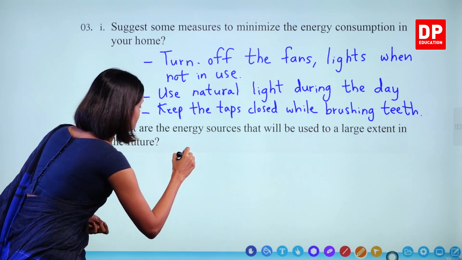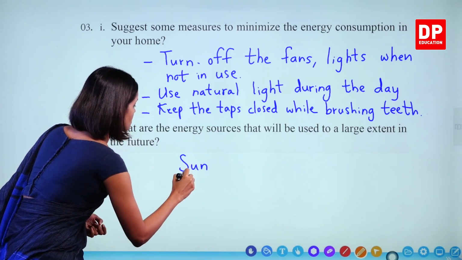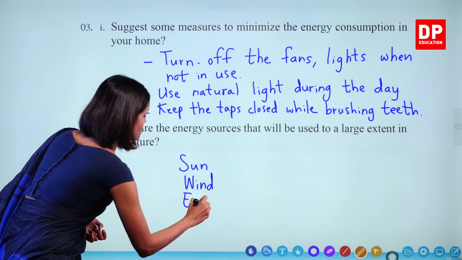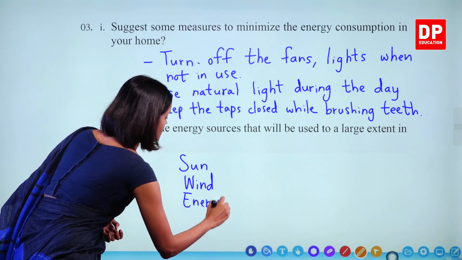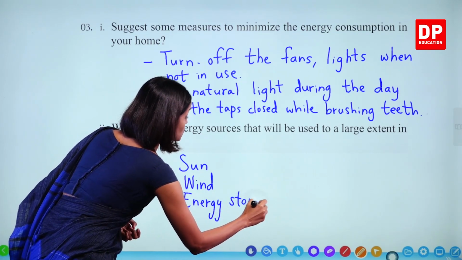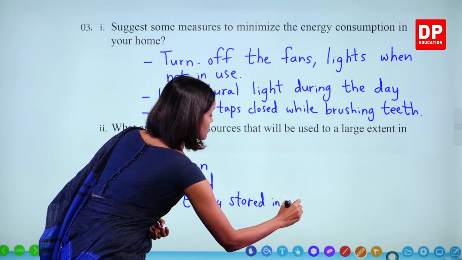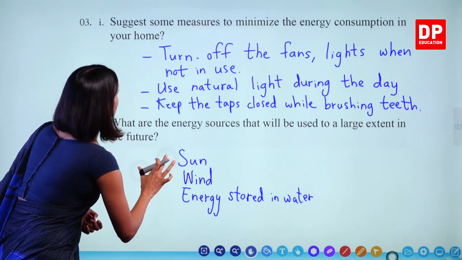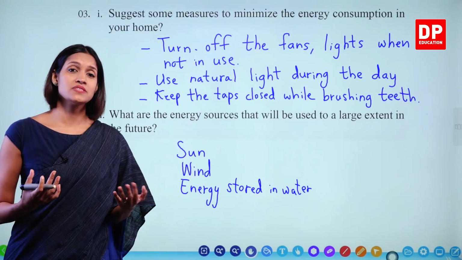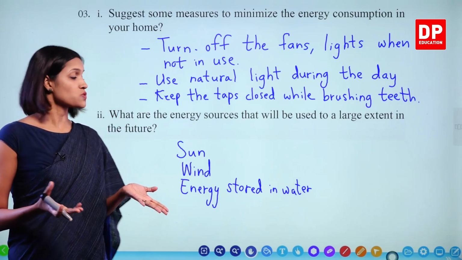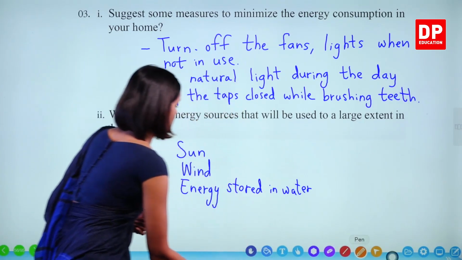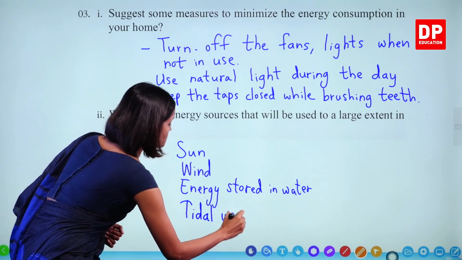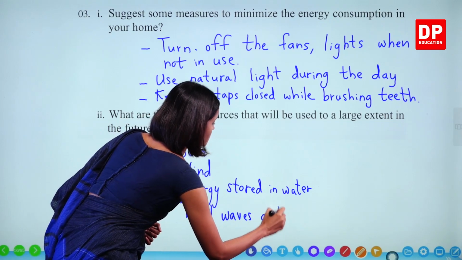We will write sun, wind, energy stored in water. What else, children? You can even mention tidal waves and sea waves as well. Okay? Tidal waves and sea waves.